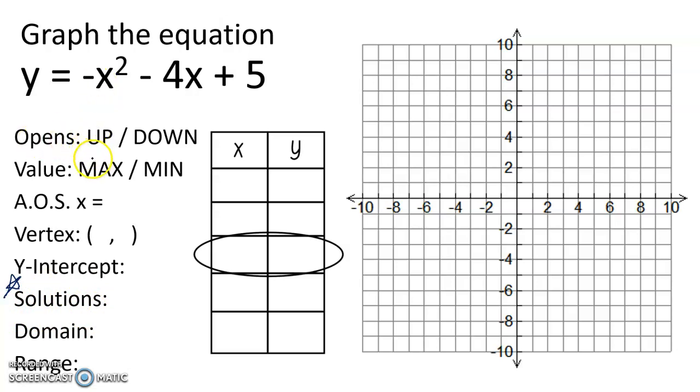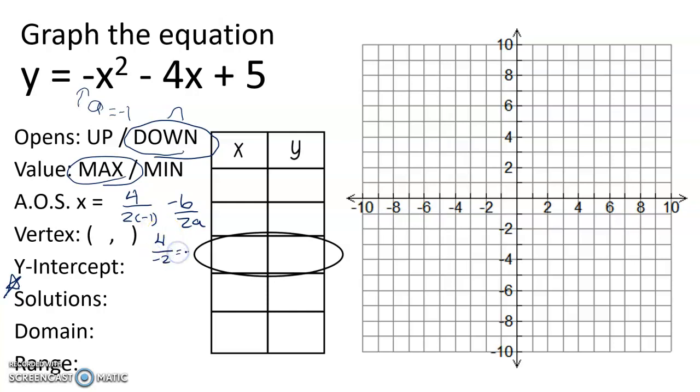So, opens up or down. There's this negative out front here. My a value is negative 1, so I know that it's going to open down, which means if it opens down, it's a max value, okay? Axis of symmetry, negative b over 2a. My b value is negative 4. Negative of that is going to be positive 4 over 2 times negative 1. That's going to give me 4 over negative 2, which is going to be negative 2. So the axis of symmetry is x equals negative 2.